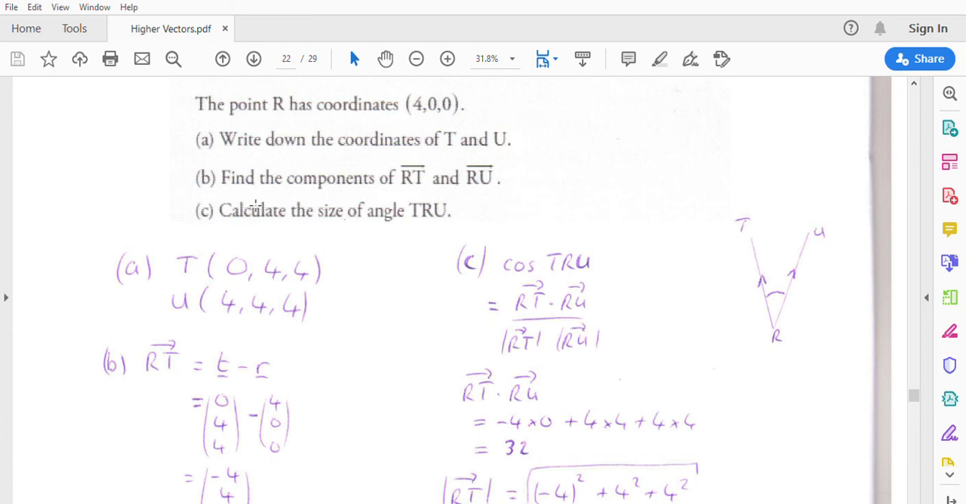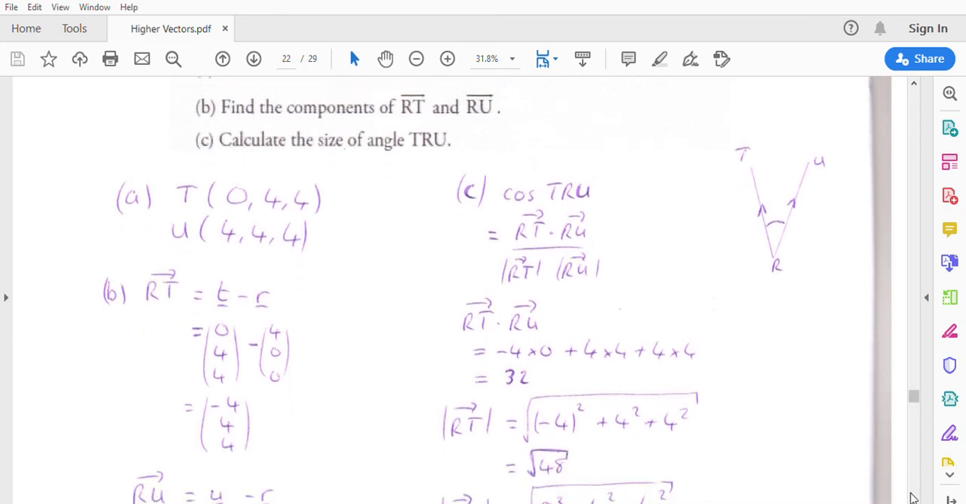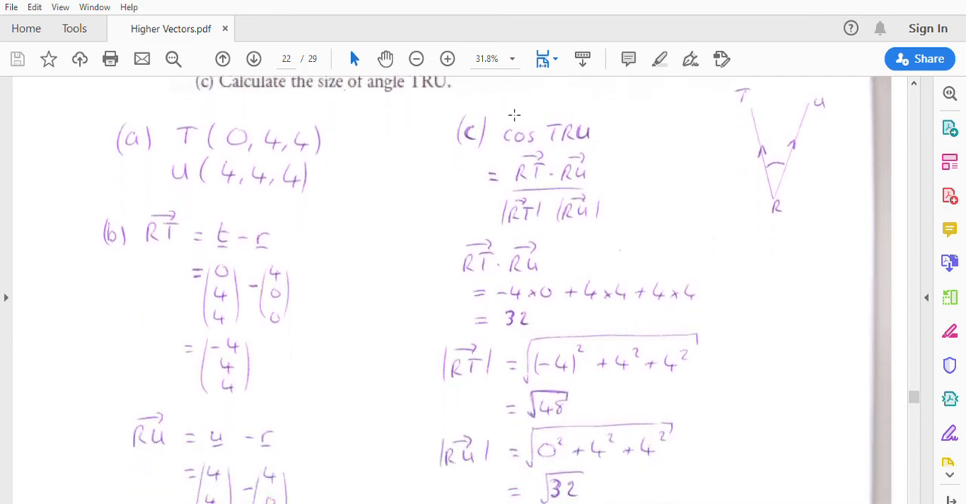And part C for 5 marks if this was an exam. Calculate the size of the angle TRU. So again, it's the angle here, so we need RT, we need RU. And we've already calculated those in part B. So cosine of TRU will equal RT dot RU over the magnitude of RT multiplied by the magnitude of RU. So calculate RT dot RU, which is 32.